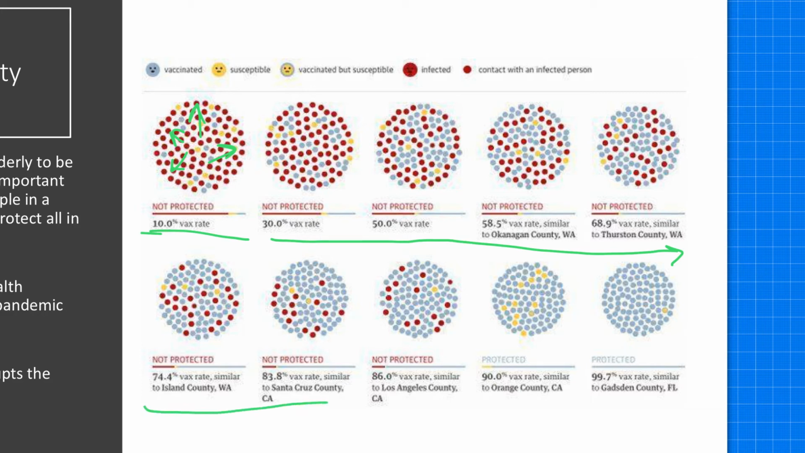So you get to the point where you need about a 90% vaccination rate to ensure that those who are susceptible are protected from infection, so the infection cannot get hold of the population. So it's really important that large proportions of a population are vaccinated to provide what we call herd immunity.